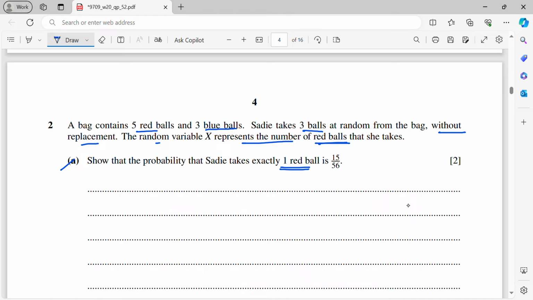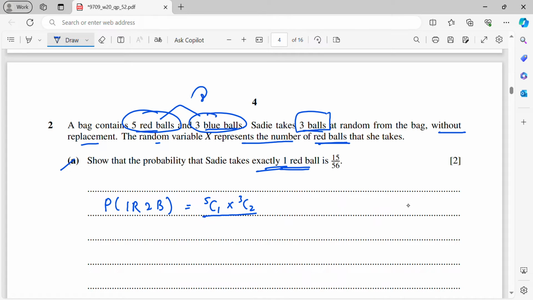So from here, you need to calculate P(1 red), but we know that she takes 3 balls. So exactly 1 red ball means that it will be another 2 blue balls. So I will say that it is 1 red, so initially you have 5, so 5 choose 1, followed by the 3 blue balls, you choose 2, over total 8 balls here, so 8 choose 3. Then from here you are getting 15/56. When it is without replacement, you can just use C because you won't be getting the same ball. So that's the solution of this question.